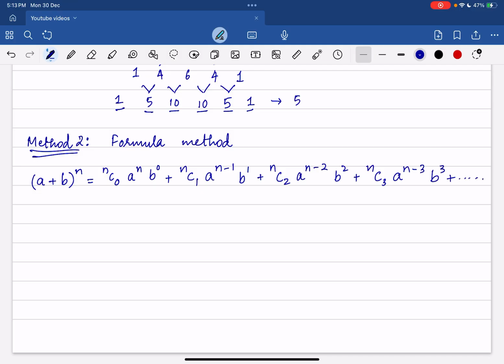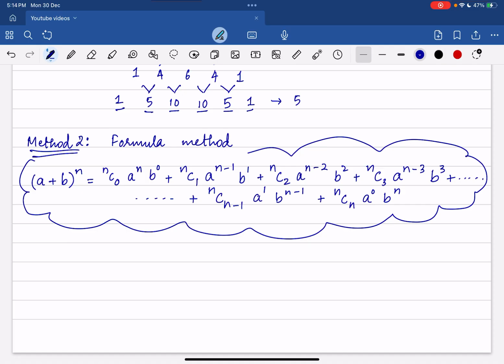This goes on. So until when will that go on? This will go on until you reach the last one, where a is raised to 1 and b raised to n minus 1, which is the second last term, and then you reach nCn, a raised to 0 and b raised to n. That's the ultimate formula.